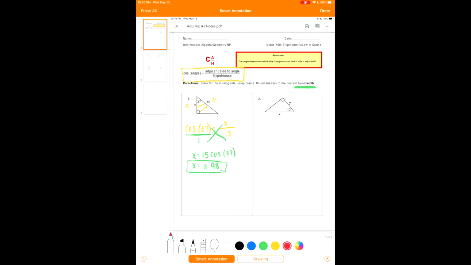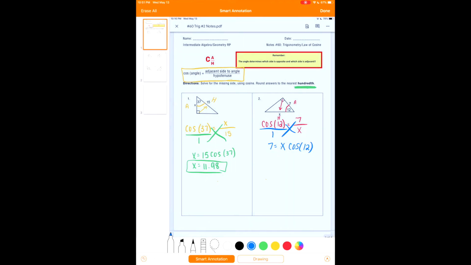For number 2, I'm going to start it off the same way. I have my angle, which is 12, so I have cosine of my angle. And then I know my x is going to be my hypotenuse here because it's across from the right angle, and 7 is going to be my adjacent. So cosine equals adjacent, which is 7, over hypotenuse, which is x. And again, I'm going to do the same thing. I'm going to put cosine 12 over 1, and I'm going to cross multiply. So 7 times 1 is 7, and then I have x times cosine 12.